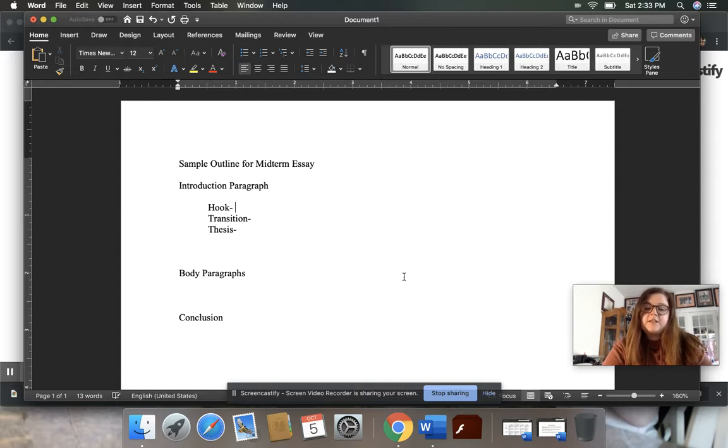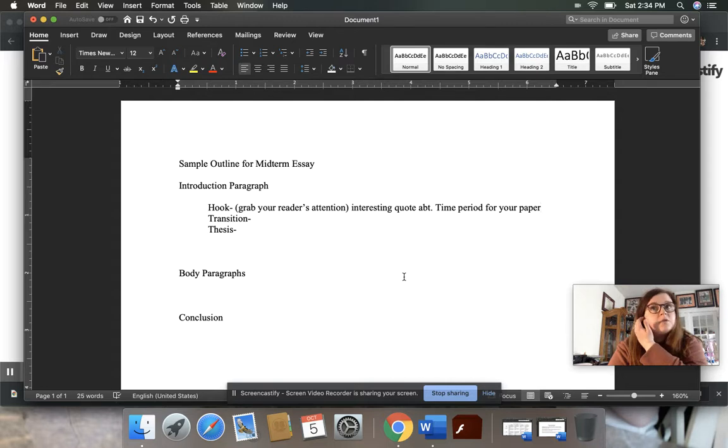So the purpose of a hook is to grab your reader's attention. In this case, I'm going to be your reader. And so for a history paper specifically, I think a hook should be either an interesting quote from someone in the time period or about that time period for your paper. So if you're writing about Bacon's Rebellion, maybe you'll choose to use a quote from Bacon to start your paper, and that would be interesting. So an interesting quote about the time period for your paper.